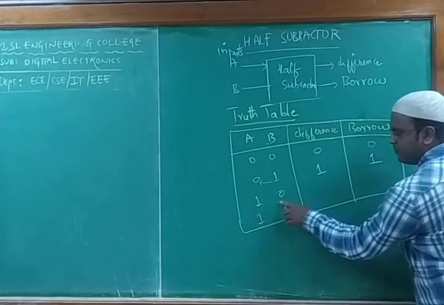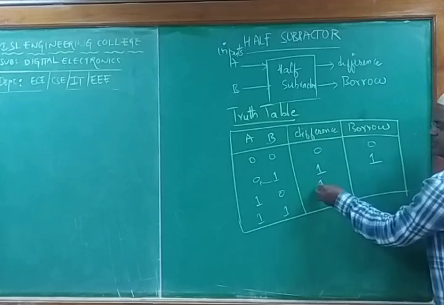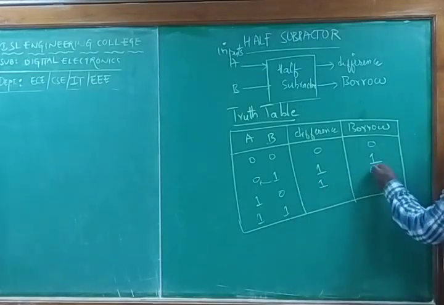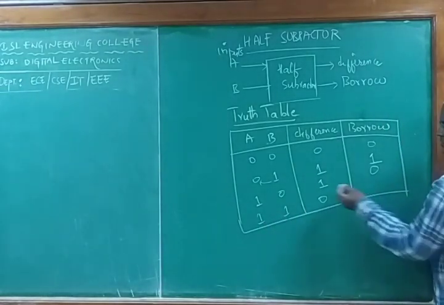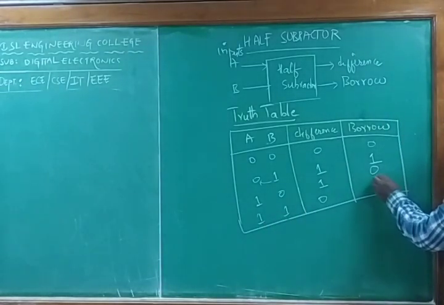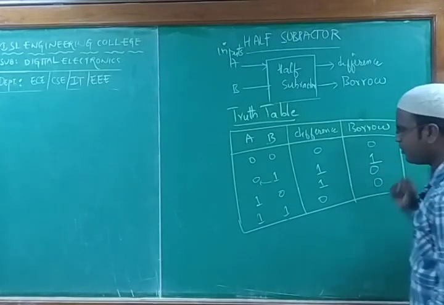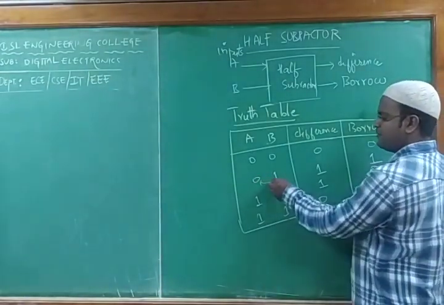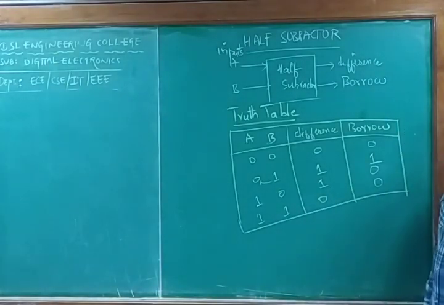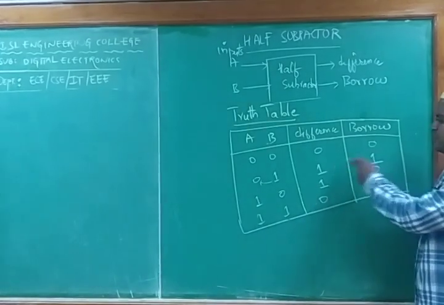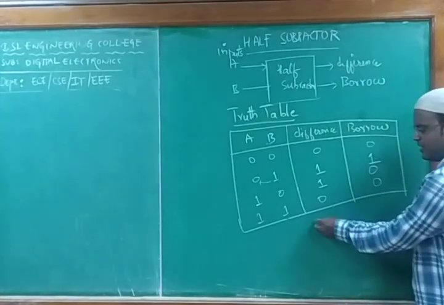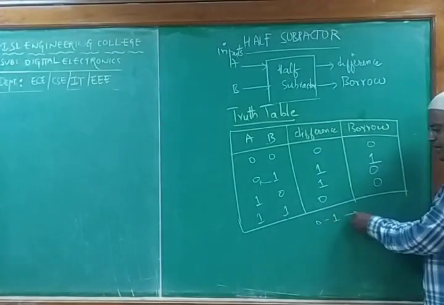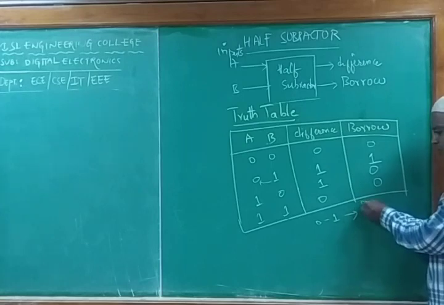Like this, 1 minus 0 is 1. Are we borrowing any bit? No, that means it is 0. Then 1 minus 1 is 0, and still we are not borrowing, so this is also 0. You need to remember the logic: when you are subtracting 0 minus 1, we need to borrow the bit, and from the borrowing we get the difference as 1 and the borrow bit also 1. If you are doing 0 minus 1, only at that time should the borrow bit be high.